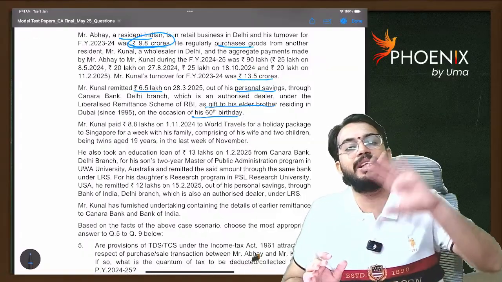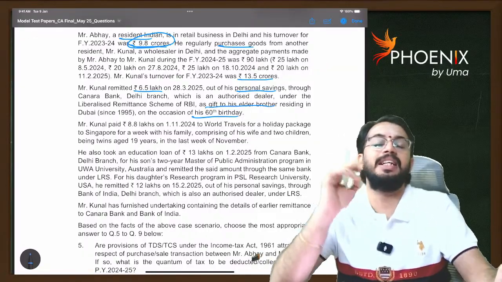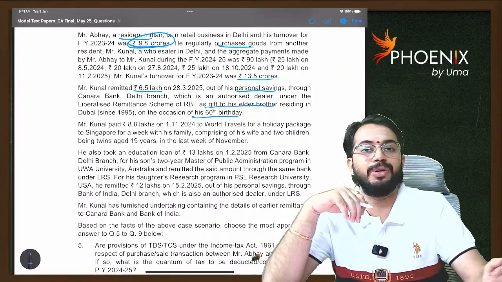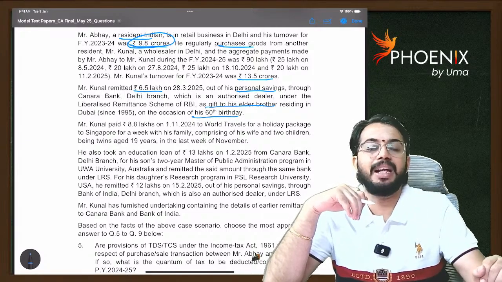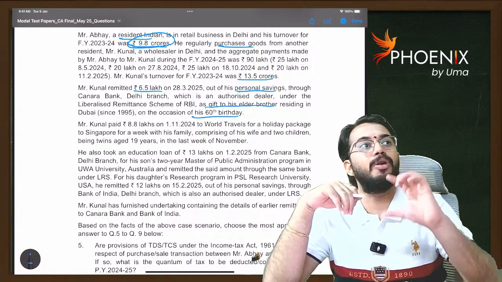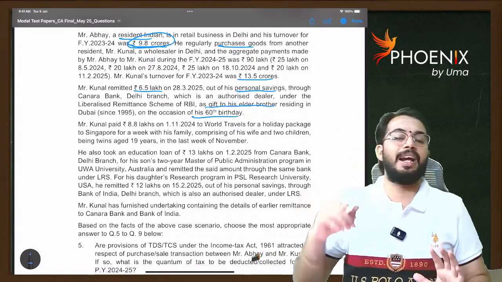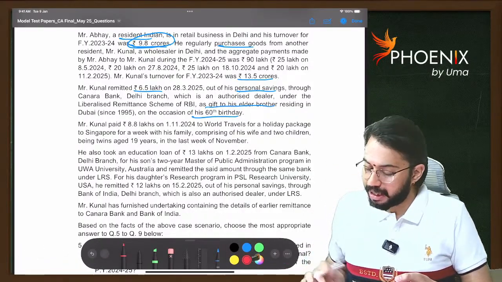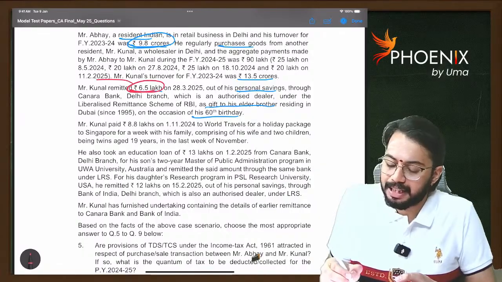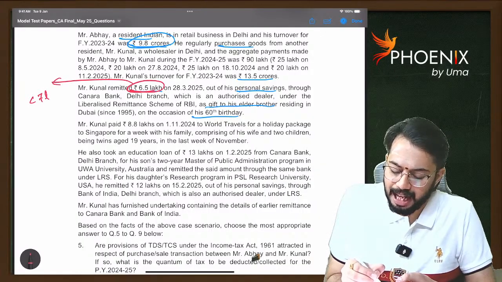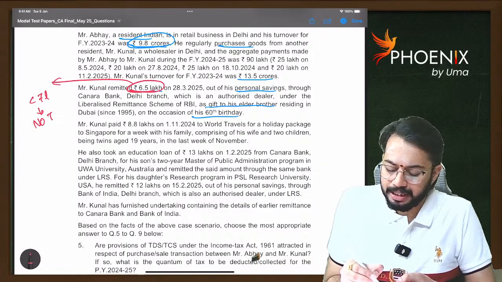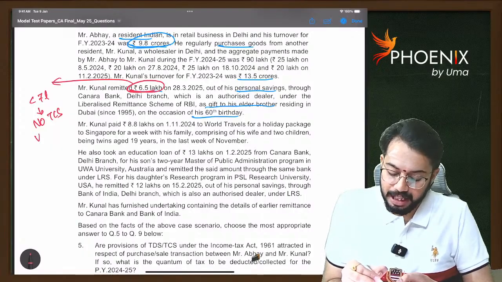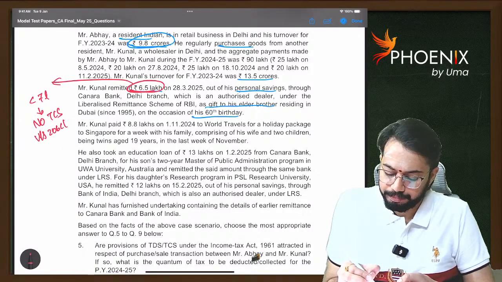See, if any amount is remitted outside India, TCS is required to be collected under section 206C 1G. But a threshold limit is there. If the amount remitted outside India is up to 7 lakh rupees, no TCS is required to be collected. Here how much amount is remitted? 6,50,000, which is less than 7 lakhs. So no TCS under section 206C 1G. Okay.